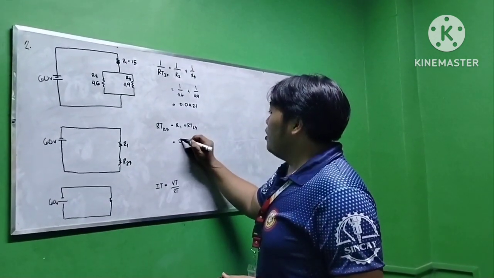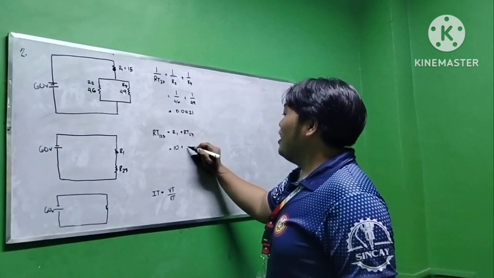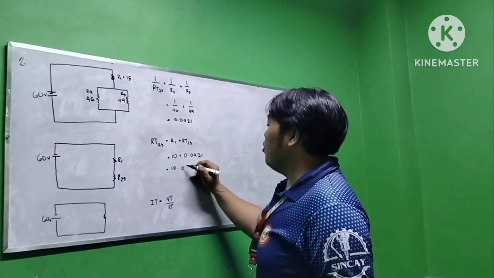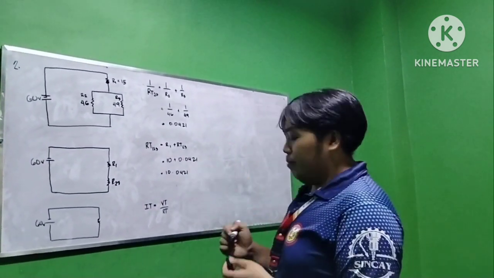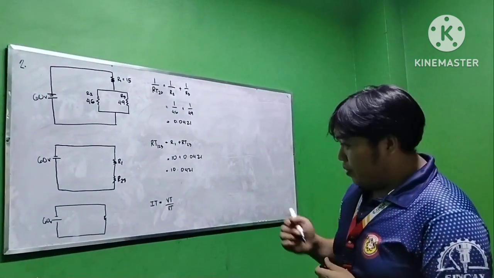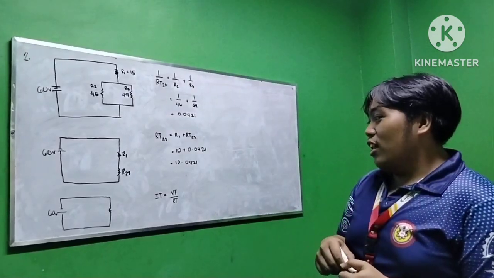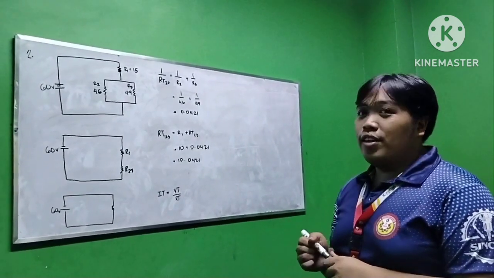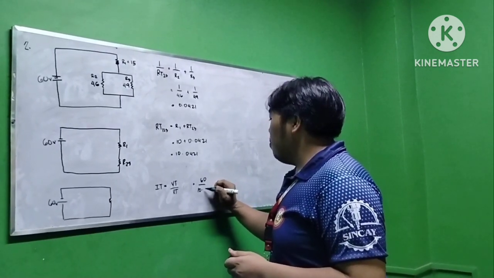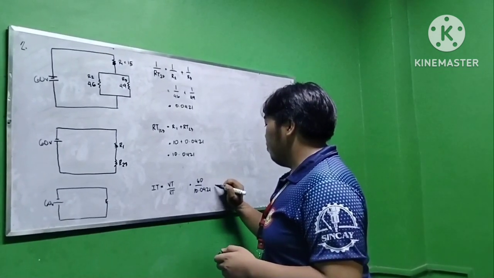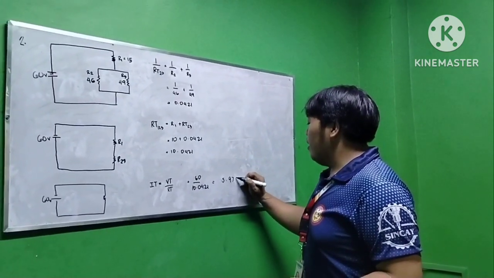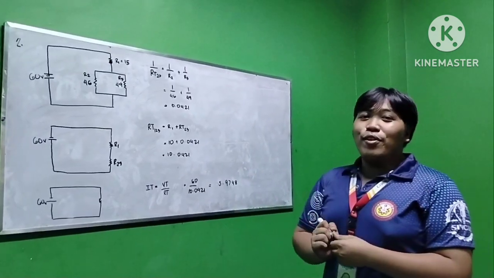So 10 ohms plus 0.0421 equals 10.0421. Now we have calculated the resistance, so let's proceed to the current. The formula of current is I total equals voltage total over resistance total. So we have here 60 volts over 10.0421, which equals 5.9748. So that's all for problem number 2.